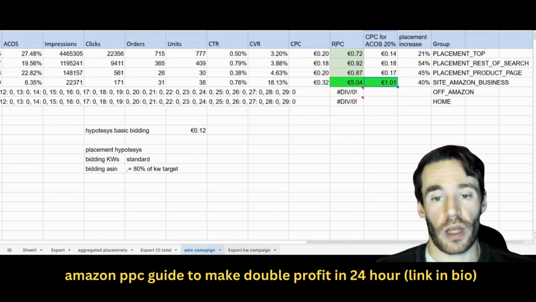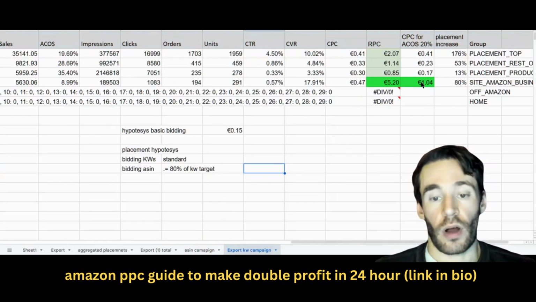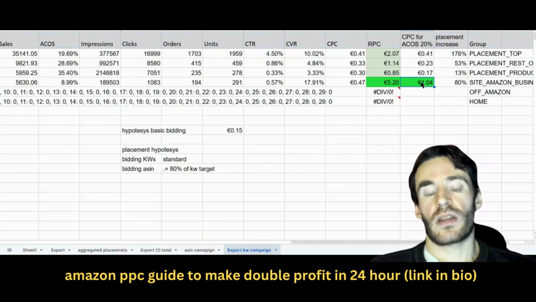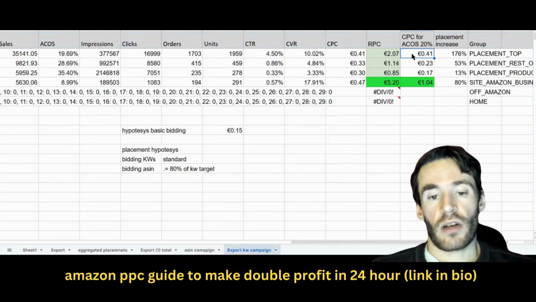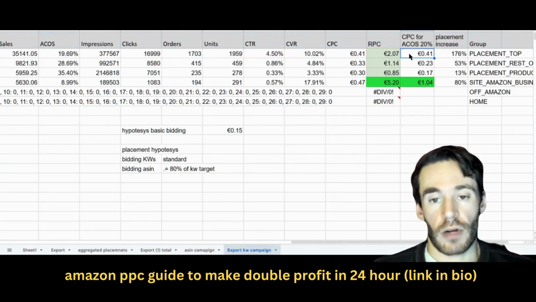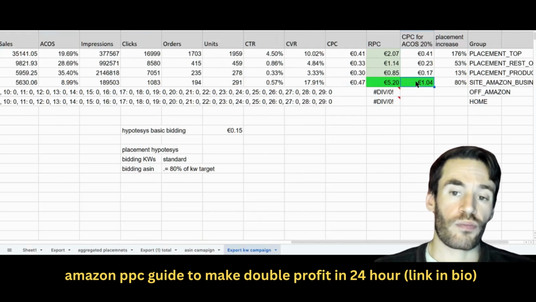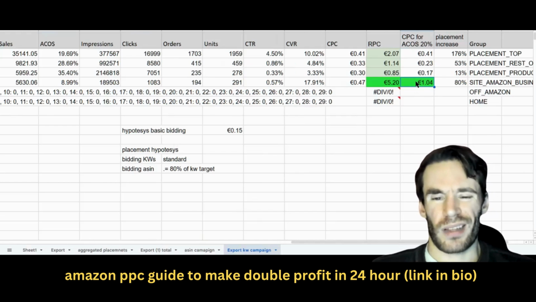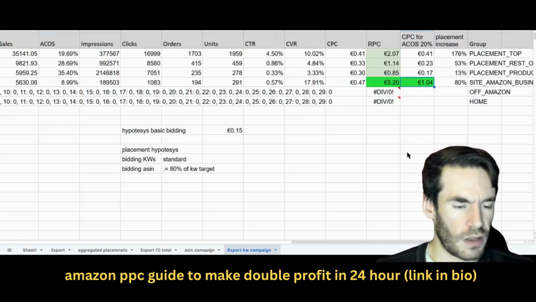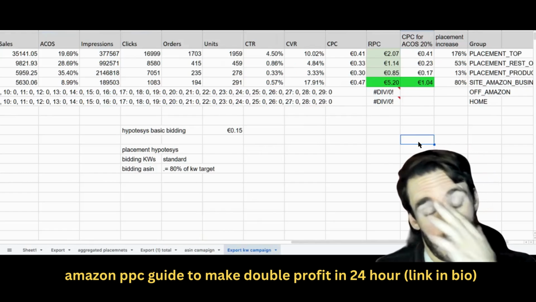For ASIN campaigns, I'm talking about ASIN campaigns. But let's see, for example, keyword campaigns. Keyword campaigns are a bit different. If you sell every click, you can spend 0.41 for top of search. You can spend 1.04 for business placement. So it's around 2.5 times, so I don't know, 150% more, something like that. This is the first thing I want you to understand.